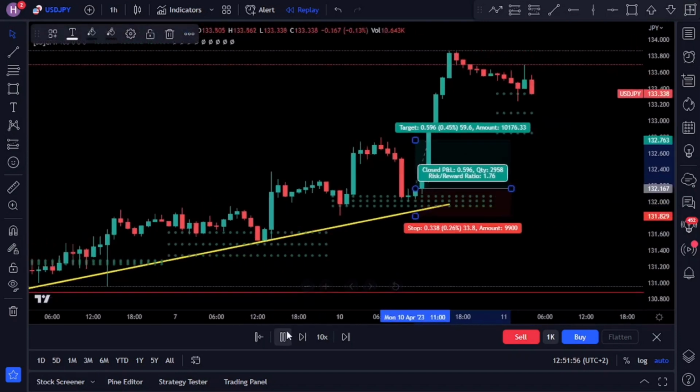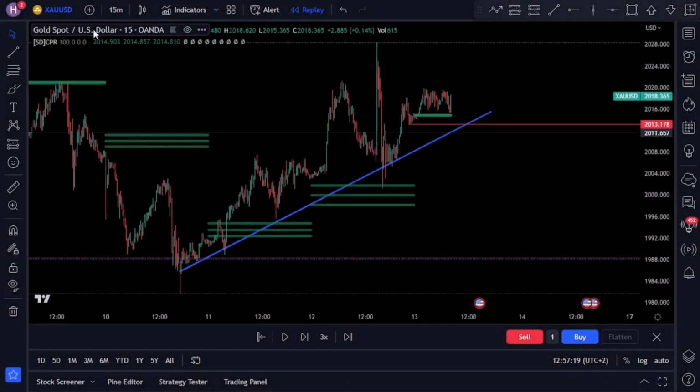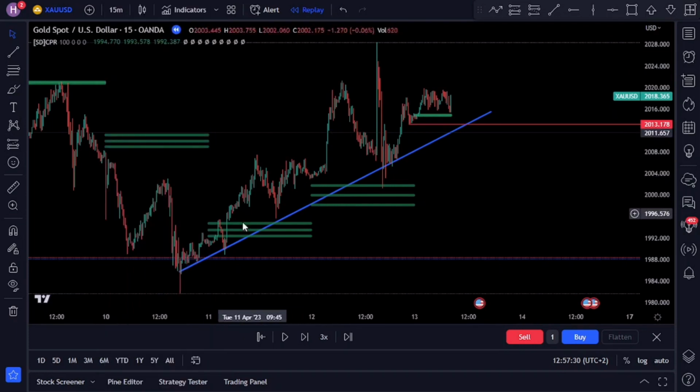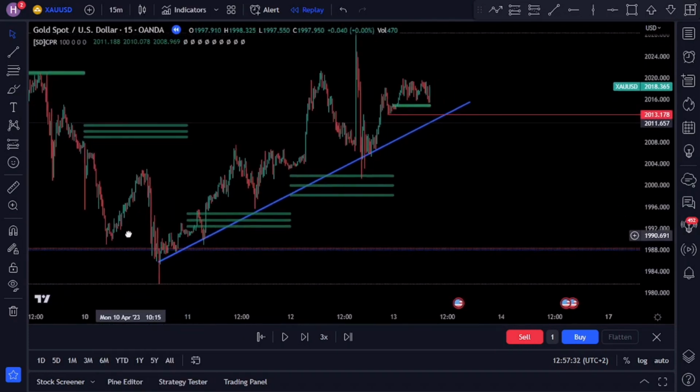Next, we are going to take a look at another buy side example. However, this time it's going to be on a different time frame. As always, it's best to test the indicator against the time frame and the instrument that you like to trade, right? On the chart, we have gold on a 15-minute time frame.